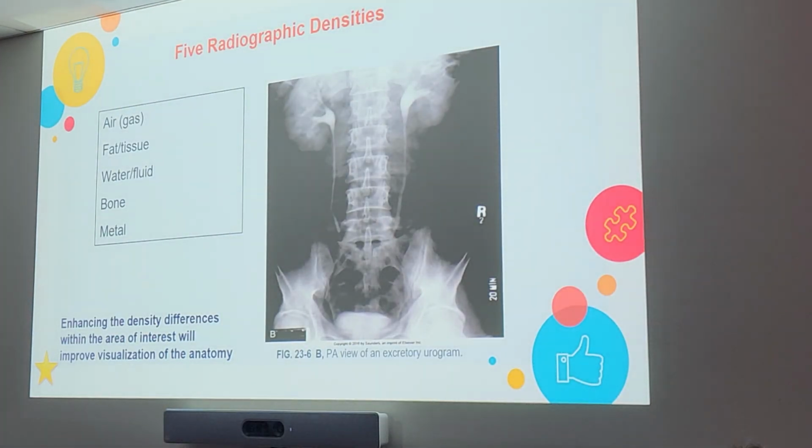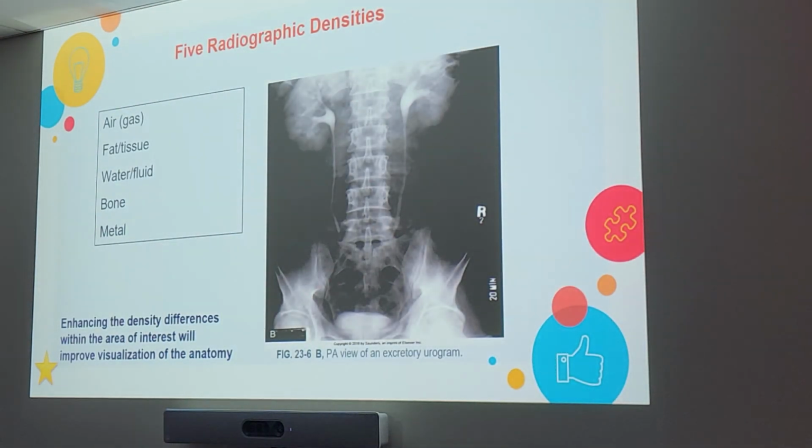So, here is a picture of the abdomen area, and these are the 5 different densities that the picture has. Air or gas, we see it here, right? Fat or tissue. What are these? Kidneys. Water or fluid, we see it here and here. Bone, we see the L spine very clearly.